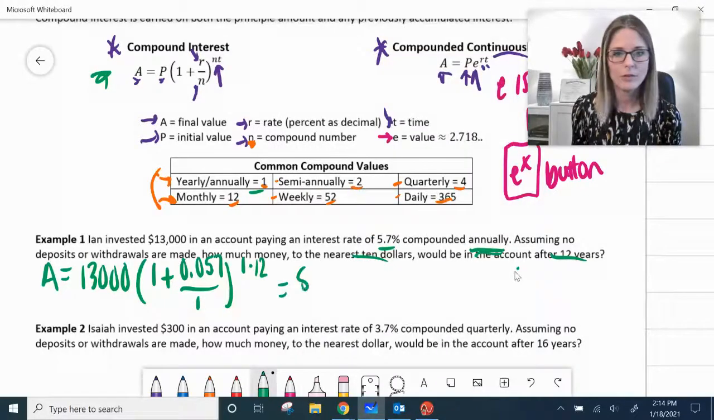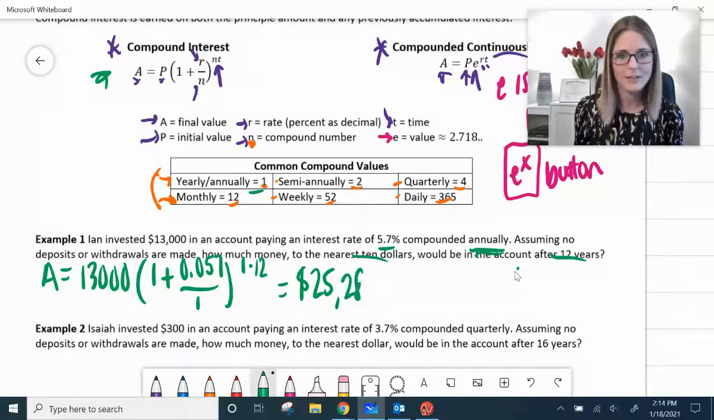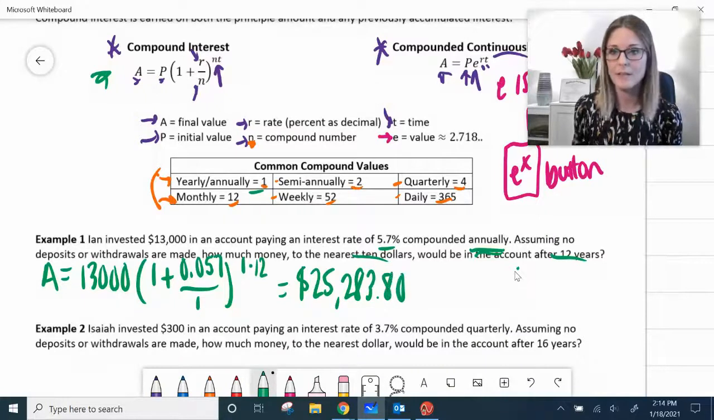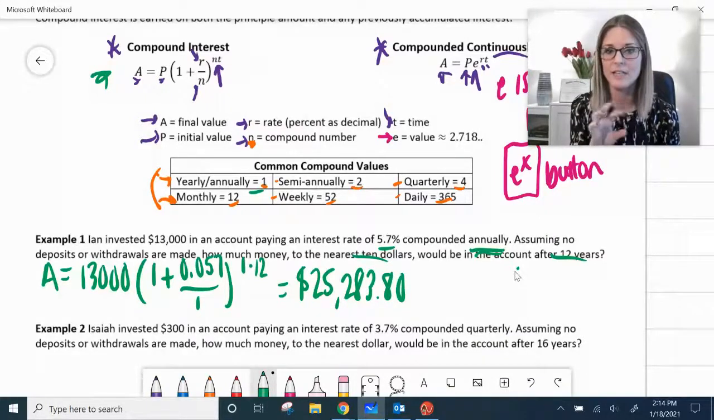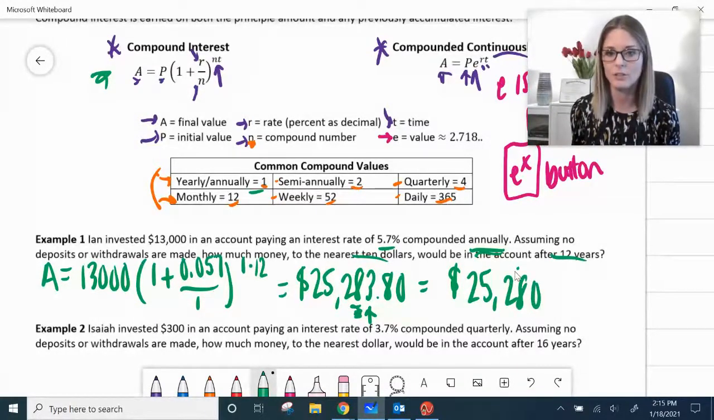$25,283.80. I've got it written down here so I can look. $25,283.80. But what did the direction say? To the nearest $10. Remember I underlined that? So at $10 is the 8. I look at the ones or the single dollar mark to tell me that I need to let it rest at 80. So $25,280 is how much Ian is going to earn after 12 years if there's no deposits or withdrawals made, okay?